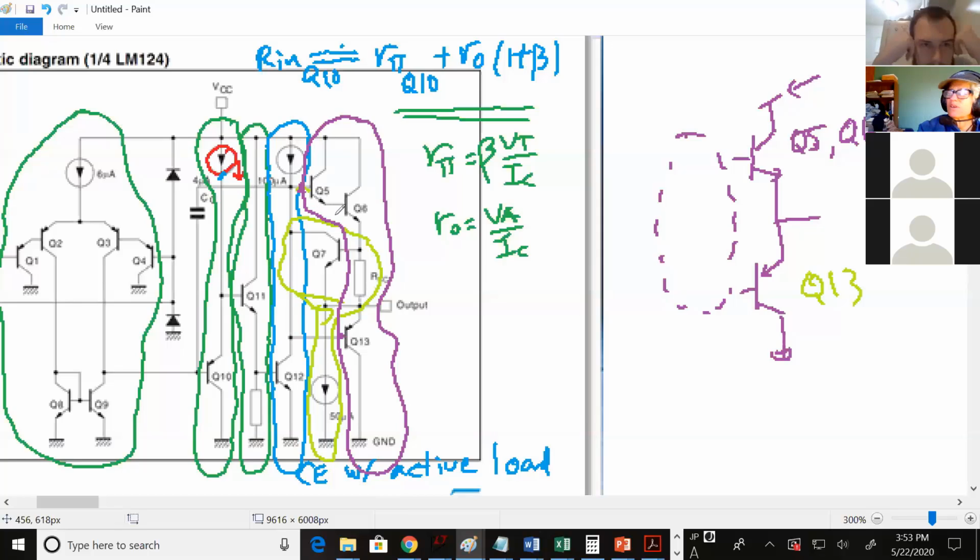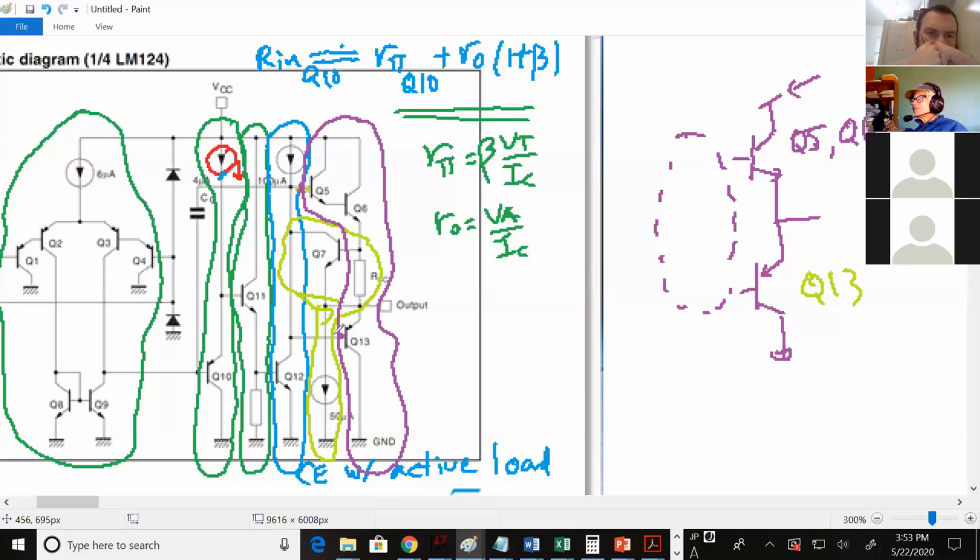So the drop here from the base of Q5 to its emitter is 1 VBE. And then from Q6 to its emitter, another VBE. And then from the emitter of Q13 down to its base, 1 more VBE, so it's 3 in total. Yes.